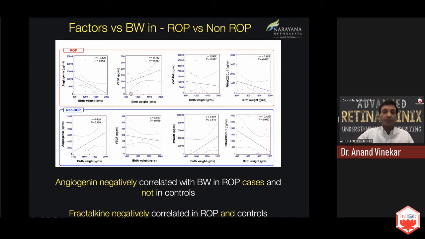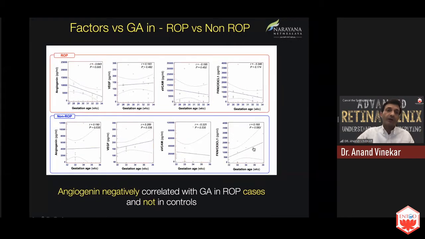So when you look at the top one, ROP babies, and below, the ones who did not have ROP, angiogenin is negatively correlated, which means lower levels of angiogenin as the birth weight increases. And this does not happen in ROP. There's another molecule here which showed up in both the groups. So again, our focus is now going a little bit on angiogenin.